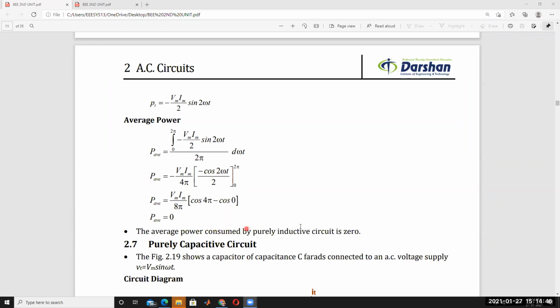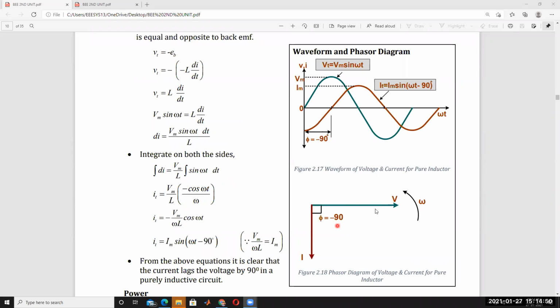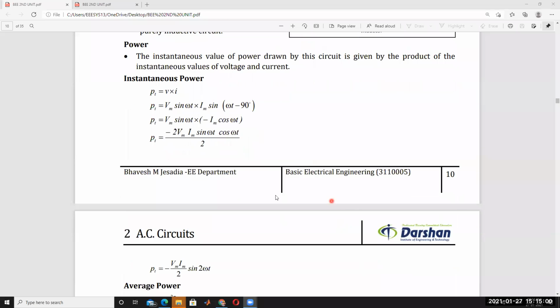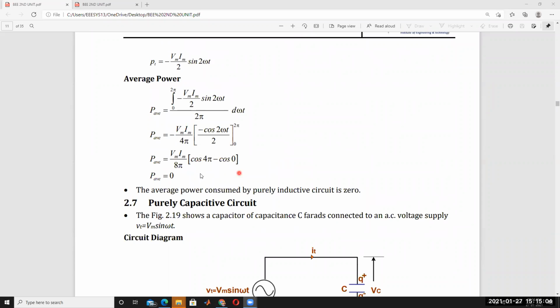Okay, understood. For a purely inductive circuit, what is the angle between voltage and current? The angle between voltage and current is equal to 90 degrees. Now, power is equal to Vi cos phi. Then cos 90 is 0, so power is equal to 0. Simply we can say that. Then average power is 0.